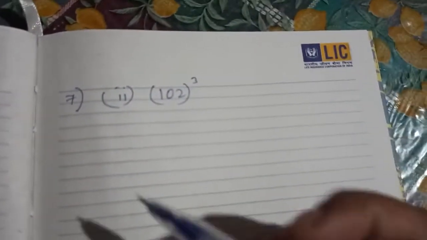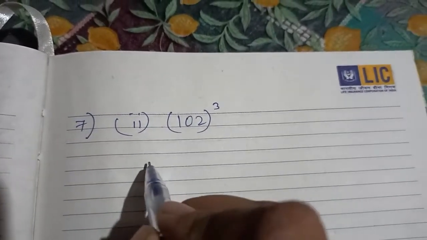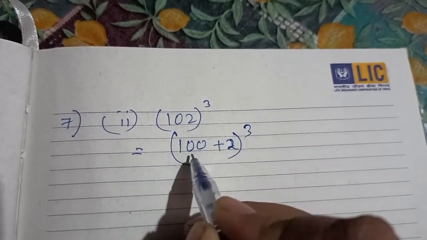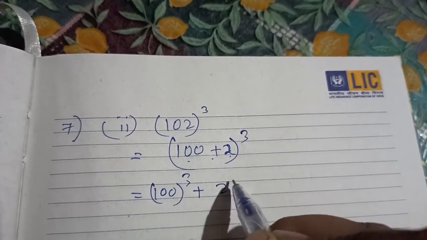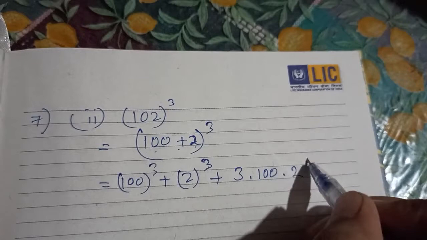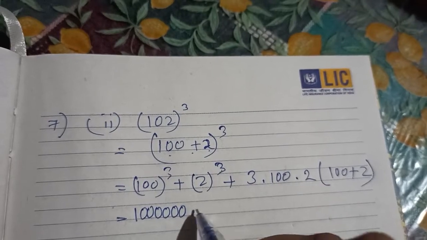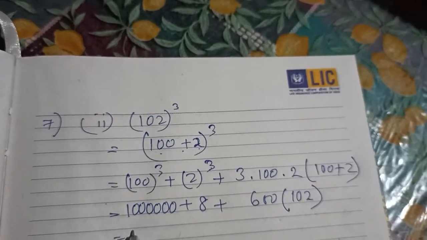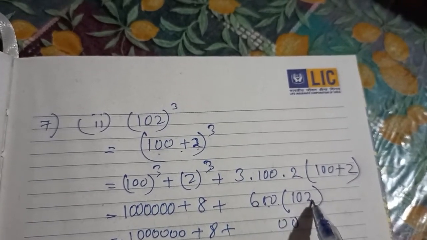Okay, next is question number 7. You have to evaluate here. Now you cannot directly do the cube. So what we can do, we can use some identities. So let me use this. If I use this, it is (a plus b) whole cube. That is identity number 6. So what is the identity? a cube plus b cube plus 3 times of x is our 100, y is our 2, and x plus y. So there will be 6 zeros plus 8 plus 600, then 6 into 2 is 12.